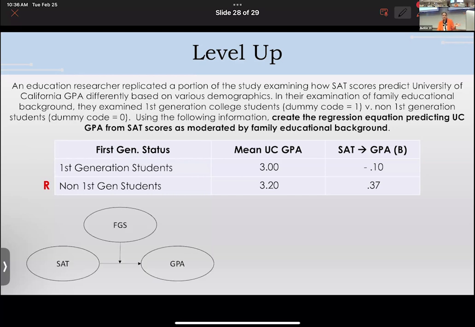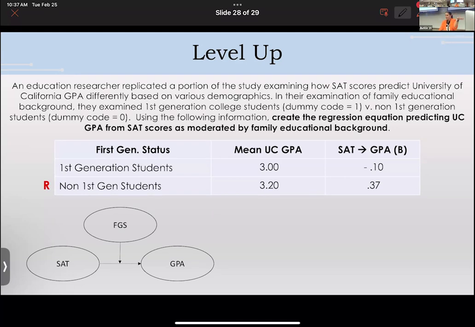GPA is my outcome, SAT is my predictor, as moderated by first gen status. So my research question is, does the relationship between SAT and GPA depend on whether somebody is a first gen student or not a first gen student? Good so far? What would be the next helpful thing to do?